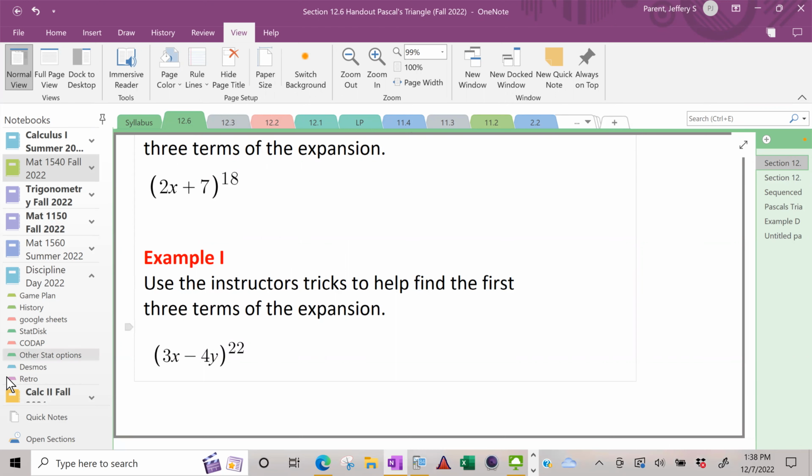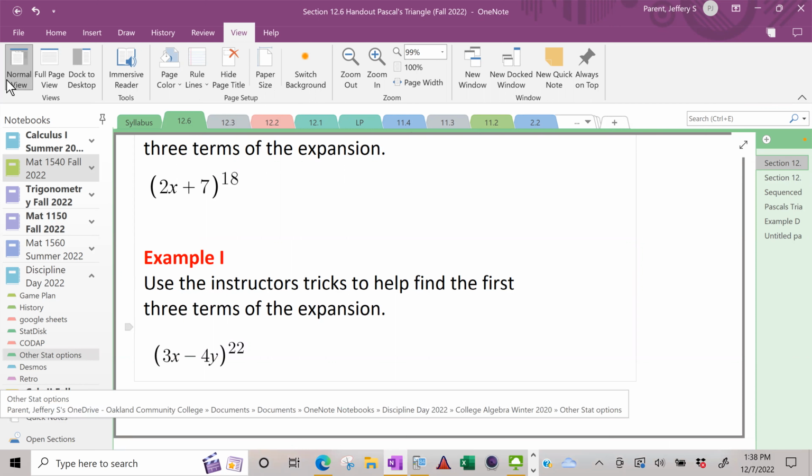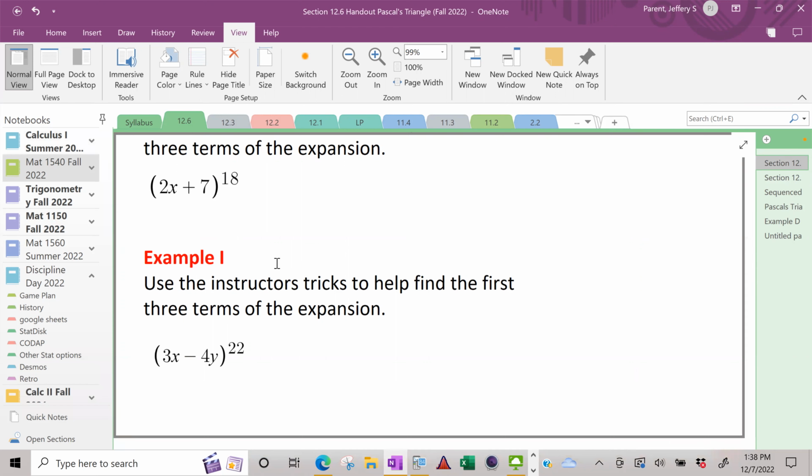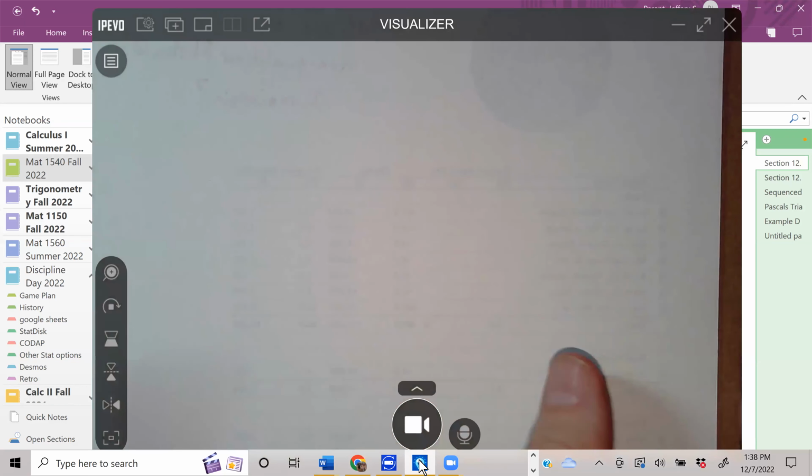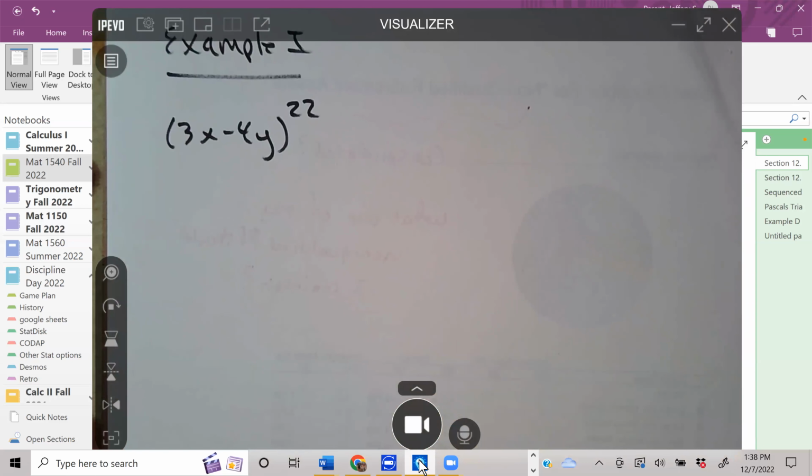So our last example. Example I. 3x minus 4y raised to the 22nd power. We want the first 3 terms of that expansion. So, this down here. All right. If you're watching this later, pause the video. If you're watching it now, you can work on it.